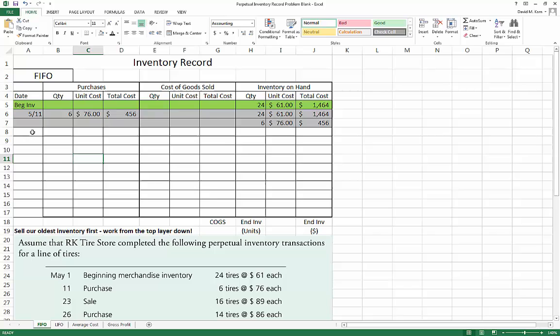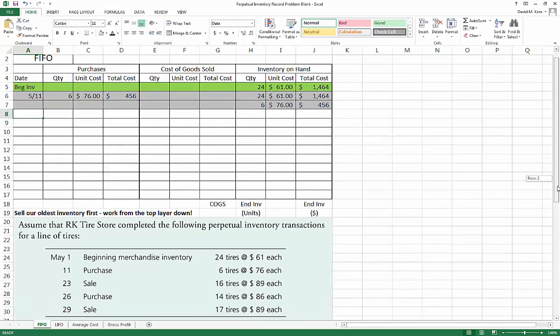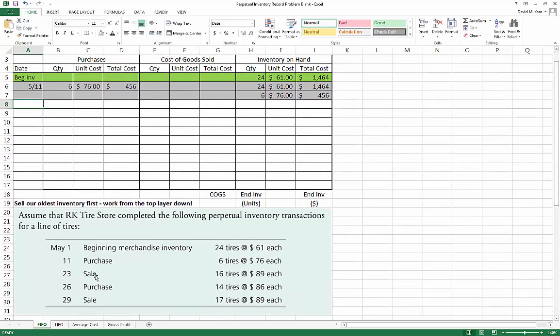There we go. Okay, now we get to the 23rd, which is a sale. So we keep seeing our data. So the 23rd sale, $16.89. Remember, the 89 is not relevant in the inventory record itself. That is our sales price, so we will not use that. Okay, so we know we have 523. We are making a sale of 16 tires. The 89 is irrelevant to this.